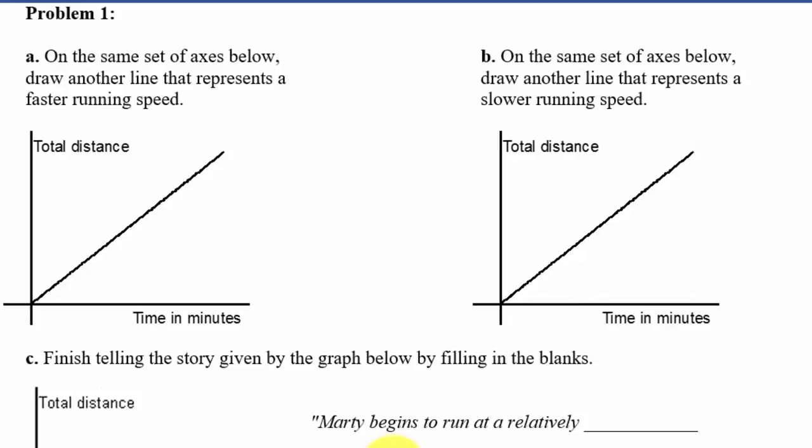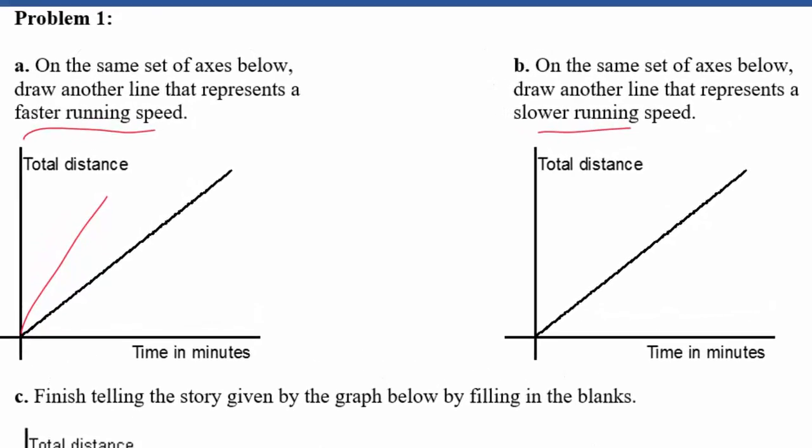So we're asked to draw a line that represents a faster running speed. So we know the greater the rate, the steeper the line. So any line that's steeper than the original line will work. And then for part B, it says a slower running speed. So we need a line that's less steep. And again, pretend these are straight lines. I'm drawing on a monitor with a stylus, so my handwriting is atrocious, but hopefully you'll use a straight edge to draw straight lines. Okay, so faster running speed, steeper line; slower running speed, less steep.